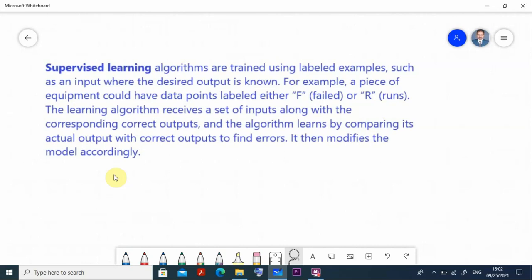The learning algorithm receives a set of inputs along with the corresponding correct outputs, and the algorithm learns by comparing its actual output with the correct outputs to find errors. That means we compare the actual output that we are getting with the desired, correct output, and the difference is the error. Then it modifies the model accordingly. So this is how it works in supervised learning.